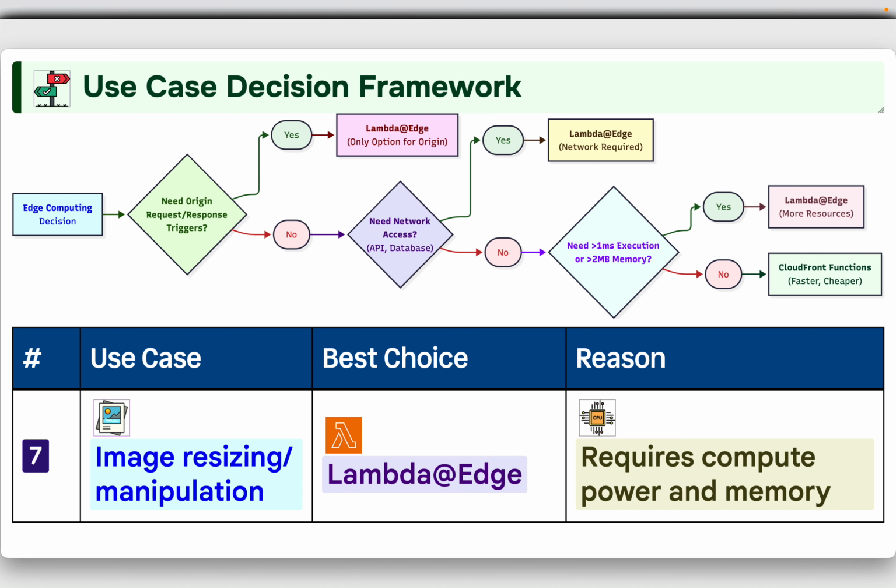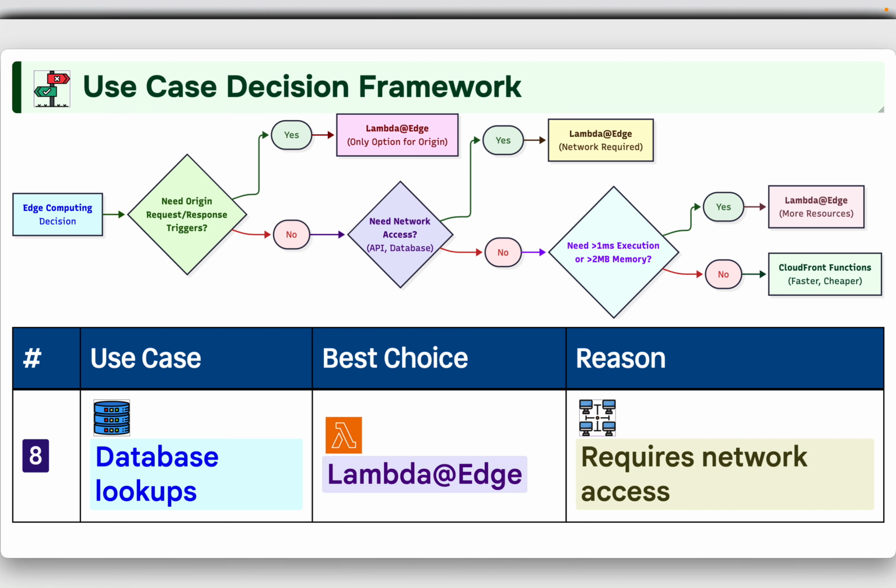And if you need image resizing and manipulation, use Lambda at Edge. This requires significant compute power and memory libraries, which exceed the limits of CloudFront functions. And if you have any database lookups, use Lambda at Edge. You need network access to connect to the database, so CloudFront functions are not an option.